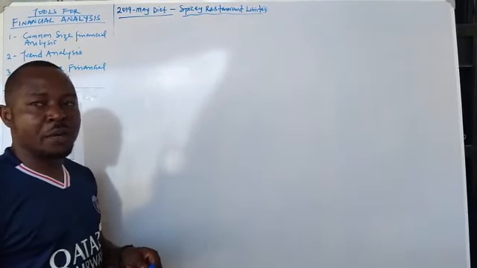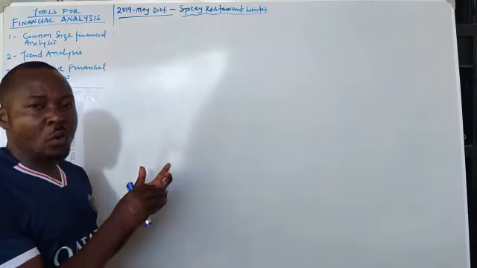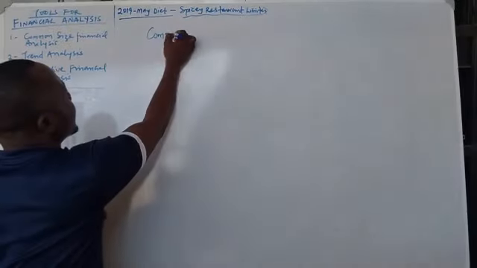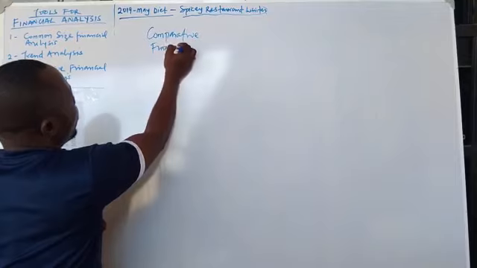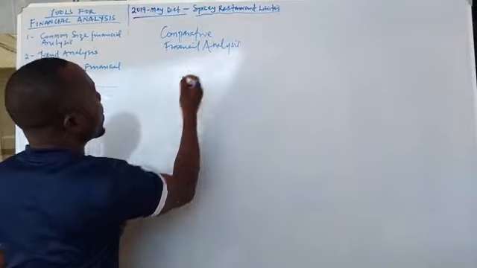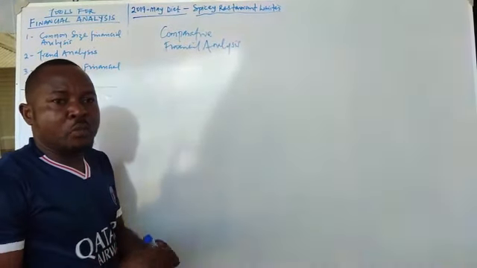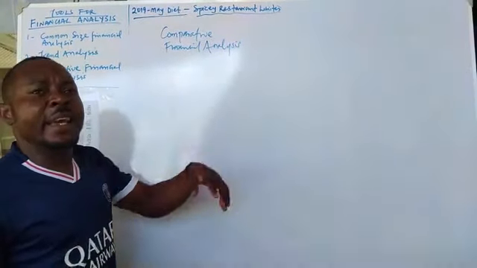In our previous classes, we have taken common size financial analysis and trend analysis. In this class, we shall be taking the last one, which is called comparative financial analysis. Comparative financial analysis means that the analysis is done by comparing the financial statements of an entity with the financial statements of another entity in the same industry.